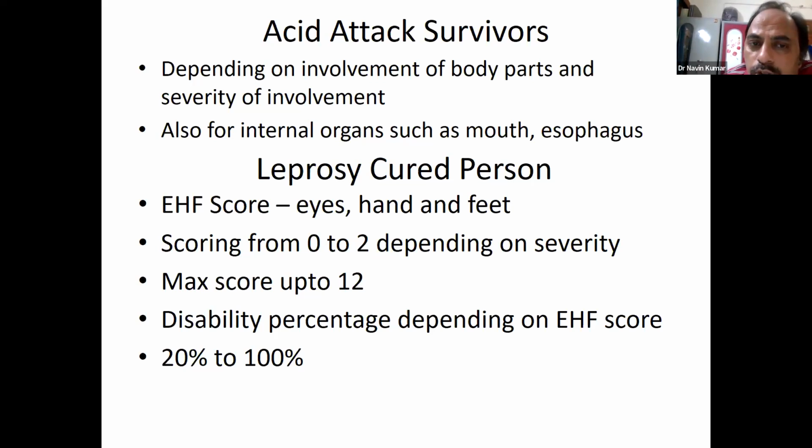Then comes the leprosy cured person. In this, the EHF, or eyes, hand and feet scoring, is there. Scoring is done from 0 to 2 depending on severity. Maximum score can be 12 and disability percentage ranges from 20 to 100%.